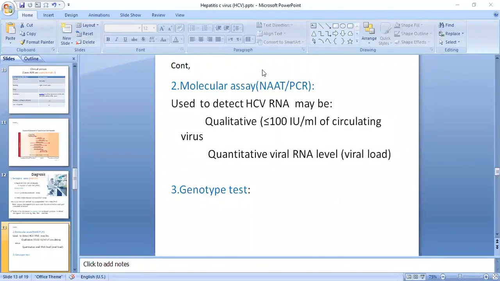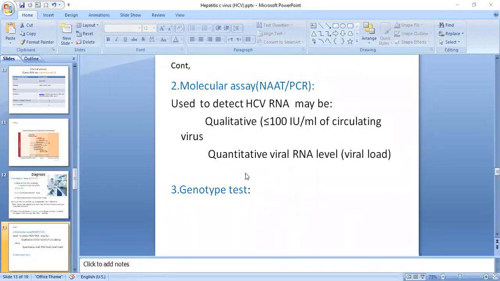HCV RNA is detected by the polymerase chain reaction, PCR, and this is one of the amplification tests. PCR may be of two types. One is the qualitative and the other is the quantitative. In the qualitative test, the test decides whether the patient is infected or not.